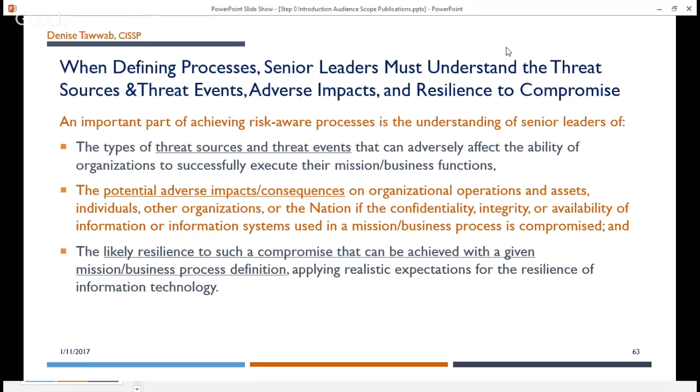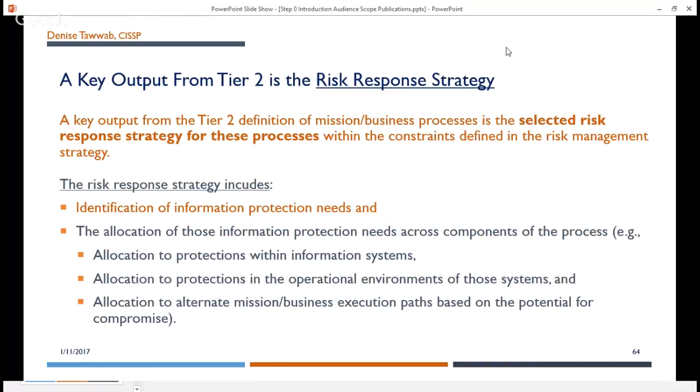And senior leaders also have to understand the likely resilience to such a compromise that can be achieved with a given business process definition, applying realistic expectations for the resilience of information technology. So you have to understand the business, you have to understand the technology, and you have to understand what threatens you, what are the likely impacts if something does happen, and how resilient can we expect that our systems will be. And how do we build resilience in? That's a different conversation. So a key output from Tier 2 is the risk response strategy.